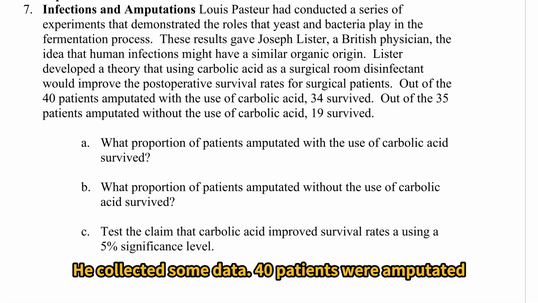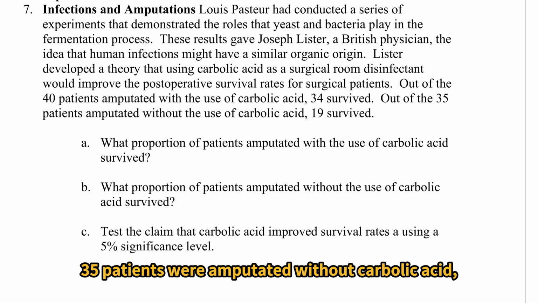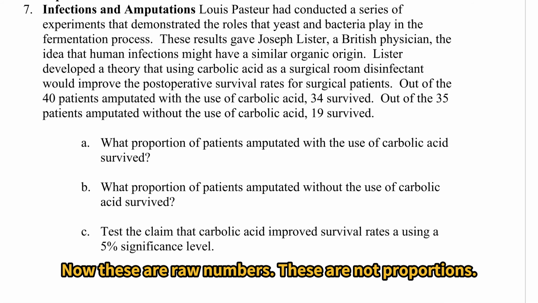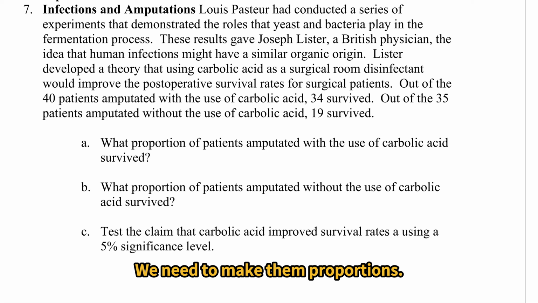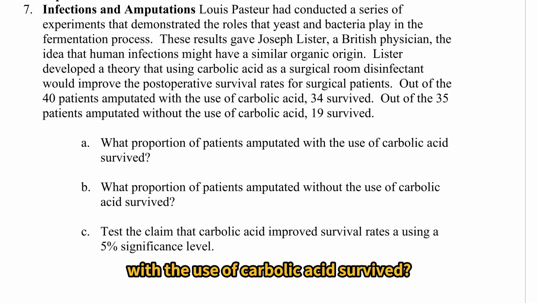40 patients were amputated with the use of carbolic acid, and 34 survived. 35 patients were amputated without carbolic acid, and only 19 survived. Now, these are raw numbers. These are not proportions. We need to make them proportions. So the first question, what proportion of patients amputated with the use of carbolic acid survived?